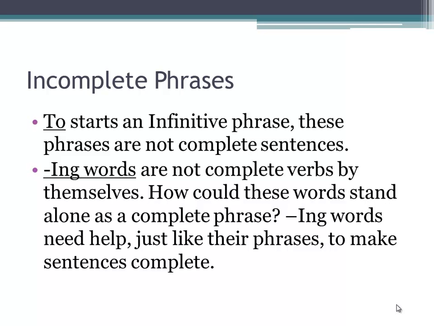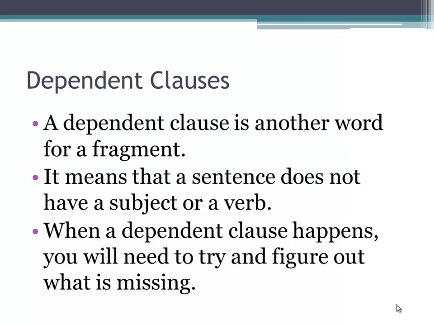So, incomplete phrases. We looked at "to," which starts an infinitive phrase or a prepositional phrase, and "ing" words are gerund phrases. So we need to add to them to make them complete. Dependent clauses. If you hear me throw around the word dependent clause, or if I talk about the sentence formulas D, comma, I, a dependent clause means it's not a full sentence. You've left something out, you're missing something to actually make it correct. And so a D is also known as a fragment.